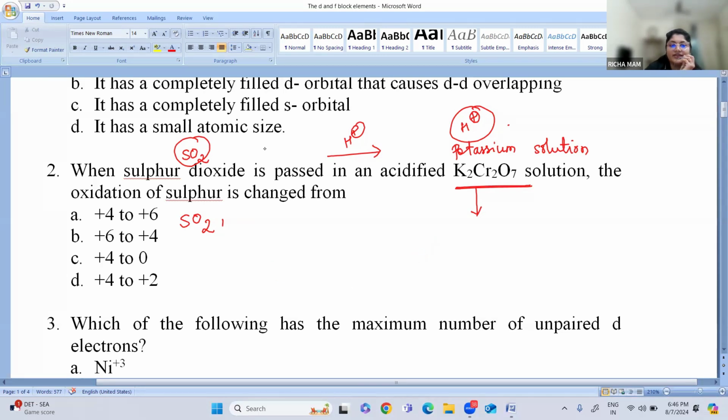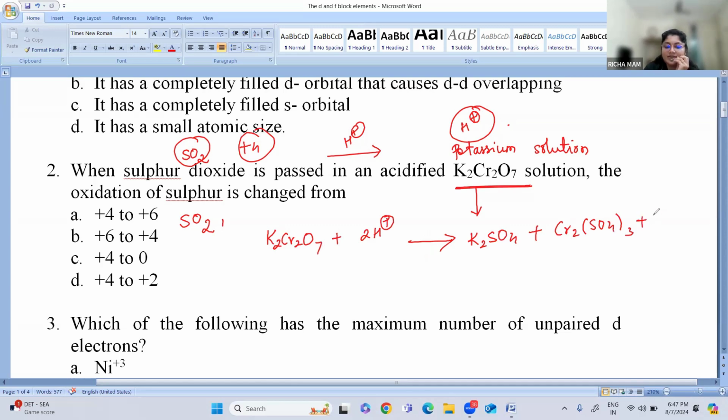So remember that in sulfur dioxide, the oxidation state is +4. So K2Cr2O7, in the presence of H+ ions, is going to react with sulfur dioxide. And what are you going to get? K2SO4 plus Cr2(SO4)3 plus 7H2O plus 3S. Now what will happen to sulfur dioxide? It will take the oxygen and the water, and it will form H2SO4.